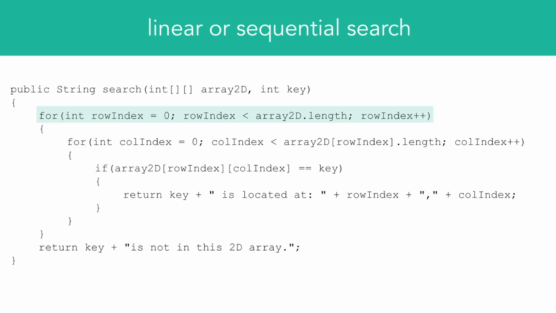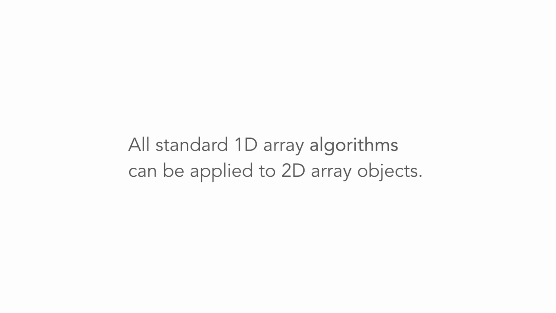We can see that the outer loop simply accesses each individual row of the 2D array, while the inner loop is applying the search to the array. If the item is not found in any of the arrays, then the return value indicating that the key cannot be found should be placed outside of both for loops. This is to ensure that this only returns if none of the arrays in the 2D array contain that particular value. All standard 1D array algorithms can be applied to 2D array objects.